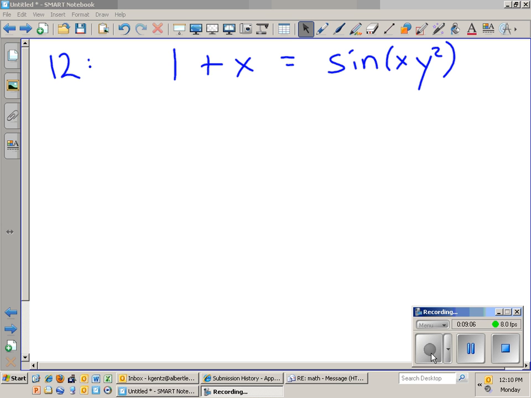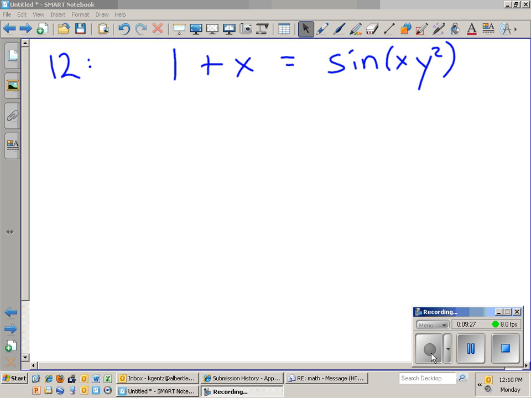All right, we have 1 plus x equals sine of xy squared. There's only one thing that makes this a little bit more complicated. Could somebody identify it? It would be the sine of, I'm going to have to use the chain rule, which is a beautiful thing. It works out very well.